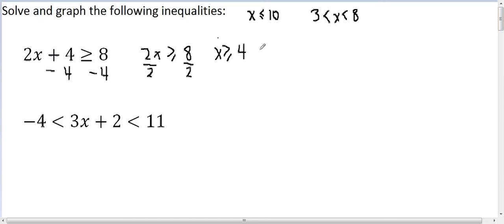This is a combination of the sentences x is greater than 4 or x is equal to 4. So a number has to satisfy just one of these two. The number can't satisfy both of them at the same time, but it could either be equal to 4 or it could be bigger than 4.